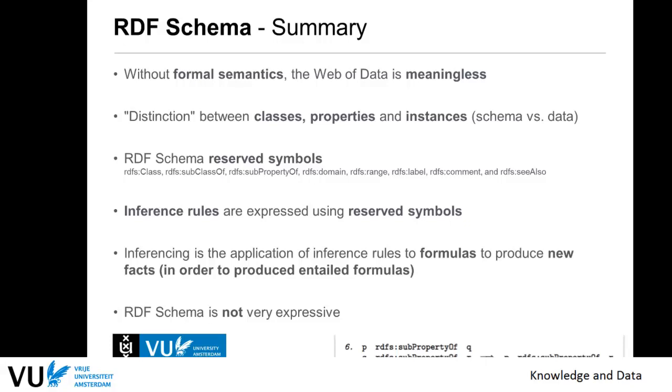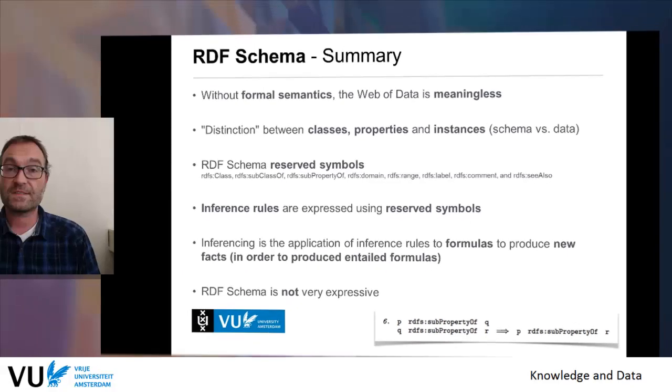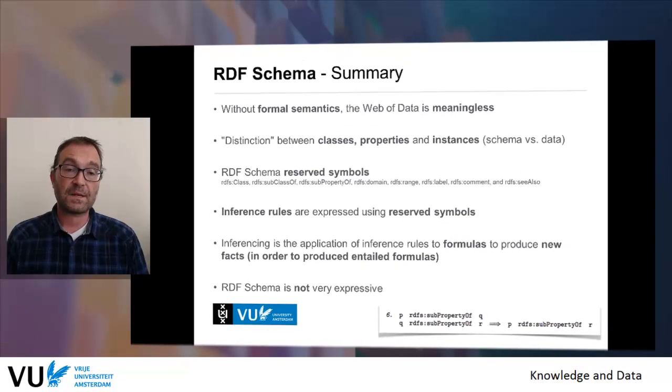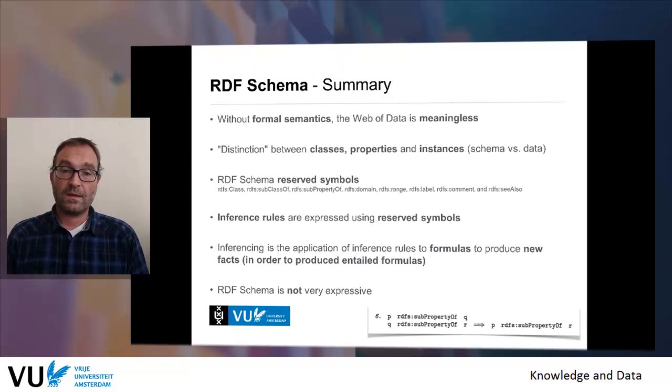We use this language to describe both the schema and the data, because we can talk about individuals that have certain properties, which would then be instances, and classes related to them, but we can also talk about the schema, so the classes themselves. This all works because in RDF Schema we have a set of reserved symbols like rdfs:Class, rdfs:subClassOf, rdfs:subPropertyOf, and so forth. The important thing is that these symbols come with formal semantics, like the ones we introduced in the first two modules.